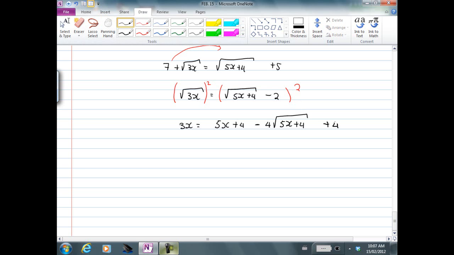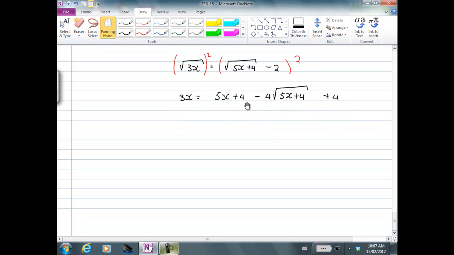Again, look, every time I square, you get rid of one radical. But the problem is I have another radical here. So let's move the radical to this side again, and all the x's to one side. So I'm going to get many ways of looking at this again. I'm going to have 4 root 5x plus 4.